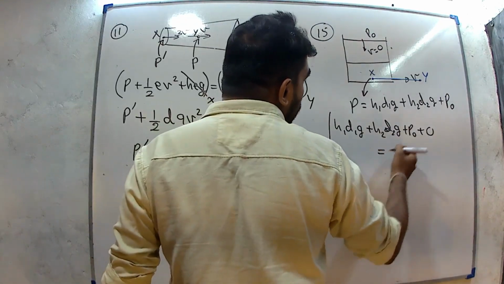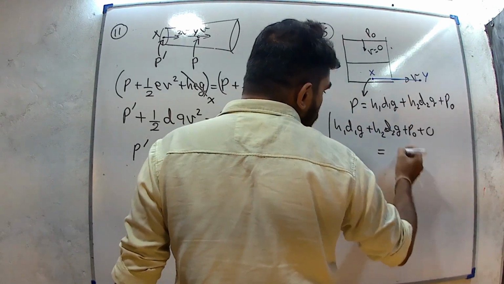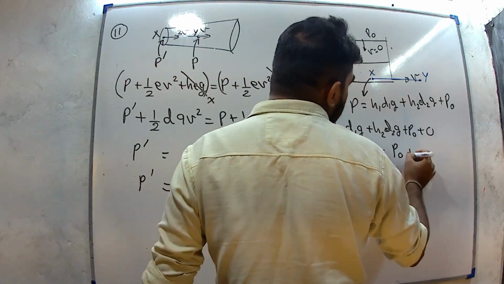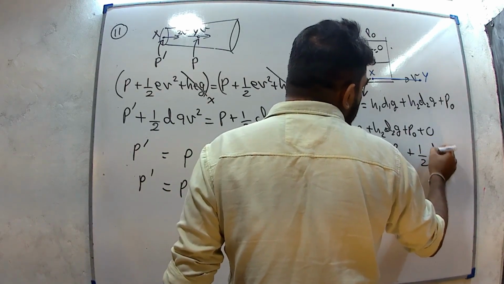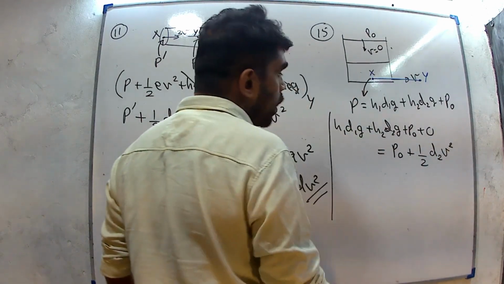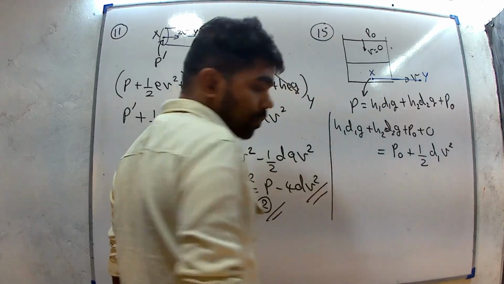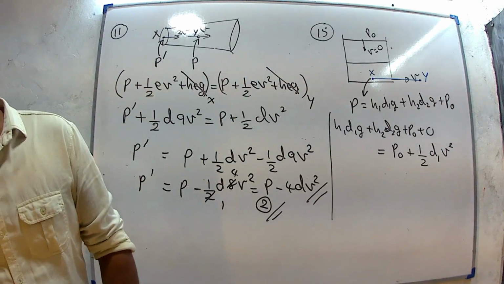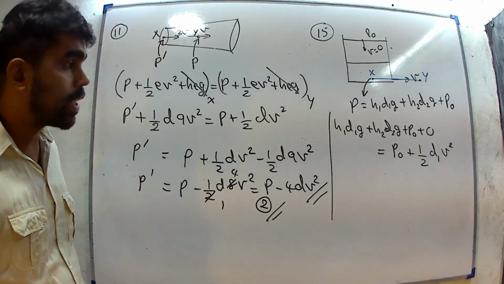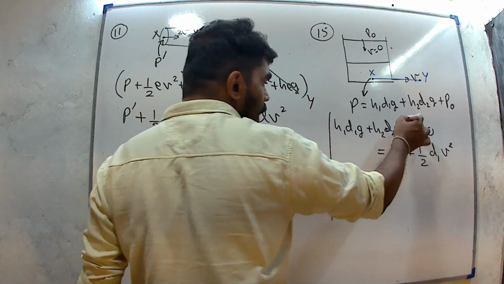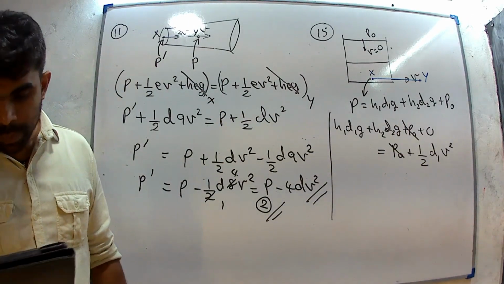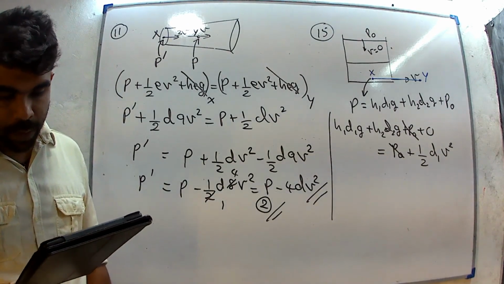Then we can use it for point Y. Pressure is atmospheric pressure plus half D1 V squared, since D1 liquid is flowing out first. Then we can cancel out the P0 terms. We have to make V the subject.